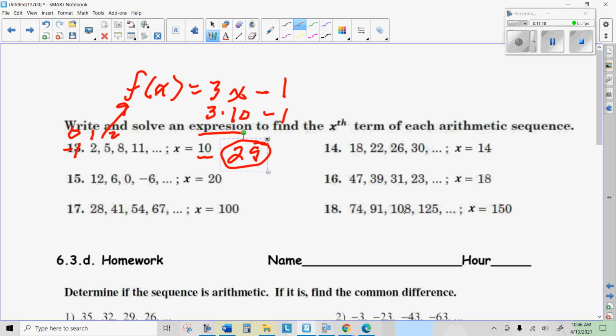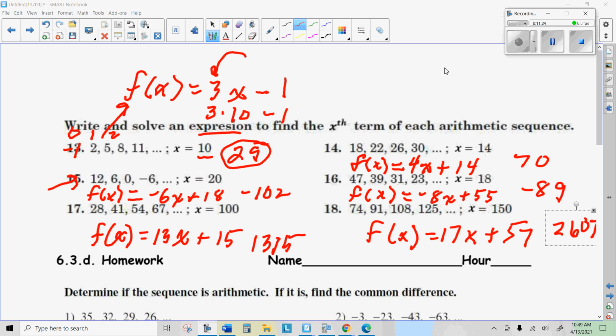Remember that if you're going down, you're going to have a negative slope. Like in this one, you're going to have a negative slope. All right, so here's your answers for that.